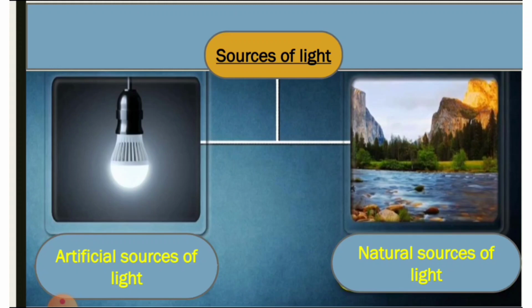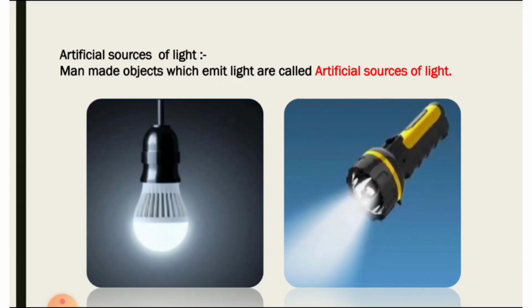Now, sources of light are of two types: artificial sources of light and natural sources of light. Man-made objects which emit light are called artificial sources of light. They are created by man. For example, electric bulb, torch, tube light. These are man-made objects which emit light. That is why they are called artificial sources of light.